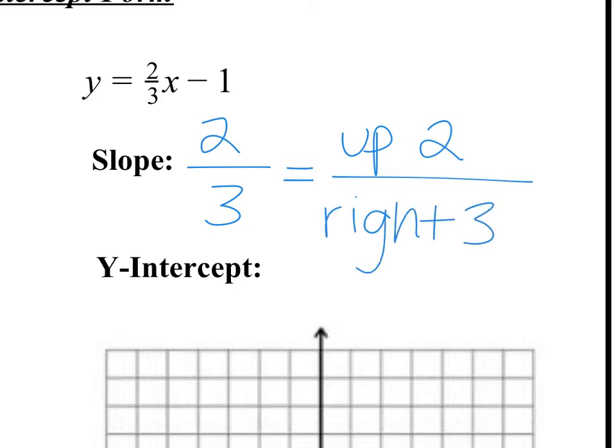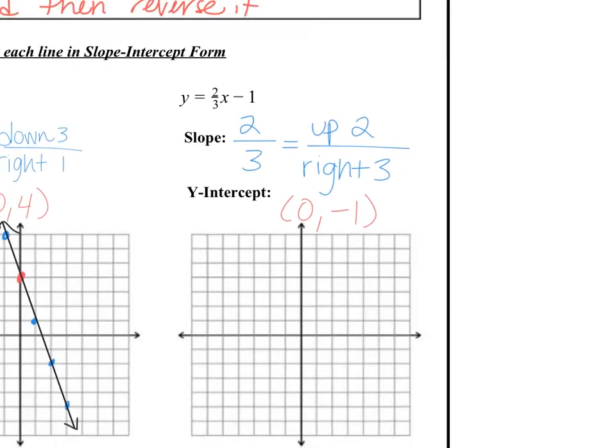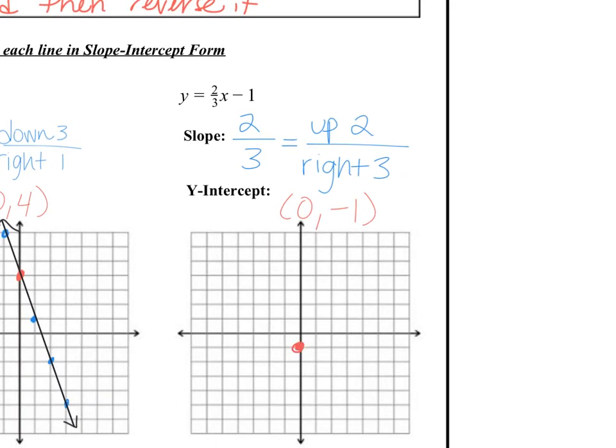Okay. The y-intercept is what number? -1. Write it as a point. 0, -1. And go ahead and graph that on the y-axis. Some of you will graph it on the x-axis. Please make sure it's graphed on the vertical axis. Right there. 0, -1. The slope goes up 2, right 3.